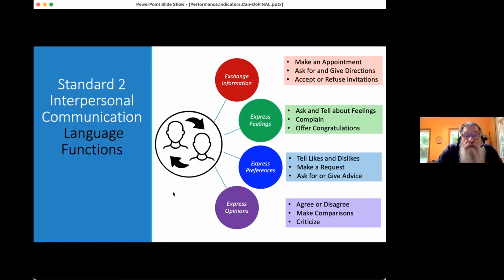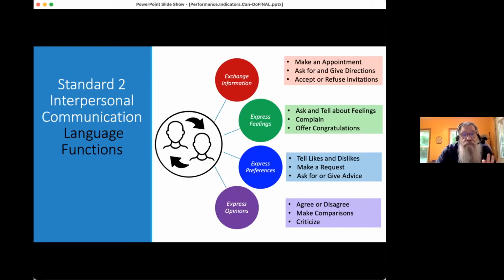So we look at our language functions. For interpersonal, we have 4 key language functions. And I look on these as kind of big buckets in which we can put a bunch of other ways that this function can be manifested. For example, exchanging information can be manifested by making an appointment, asking for and giving directions, accepting or refusing invitations. And you see expressing feelings can be shown in several different ways. Expressing preferences, likes, dislikes, make a request, ask or give advice, and then express opinions, agree or disagree, make comparisons, criticize. So these are all ways in which these functions can be evidenced.